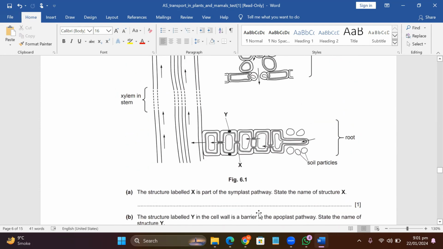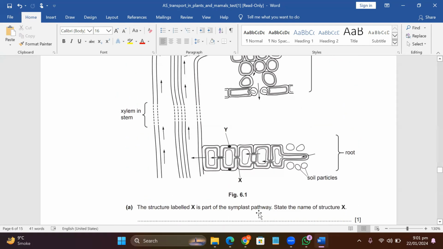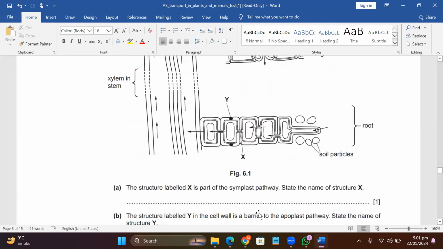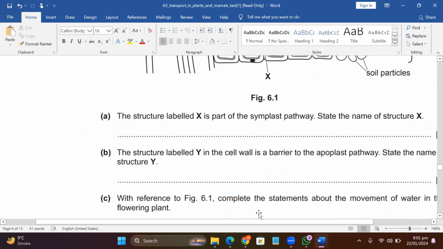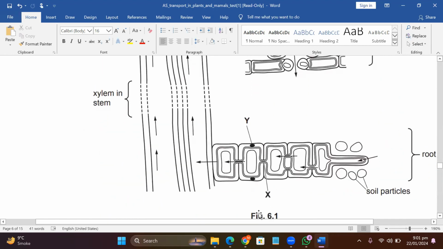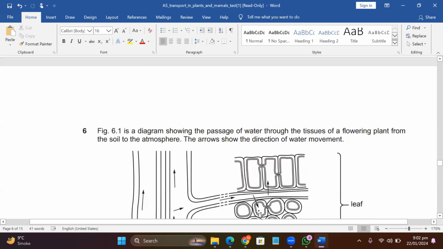The structure labeled X is the part of the symplastic pathway. State the name of the structure X. X क्या है? X is plasmodesmata. Here you can see X is plasmodesmata, right?